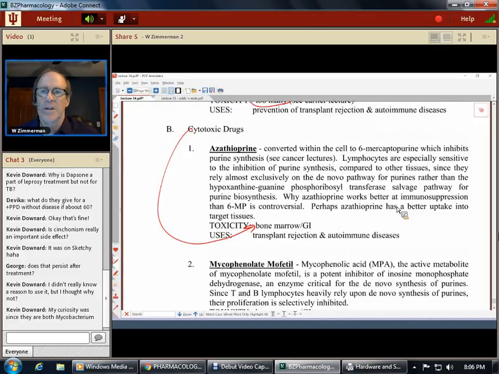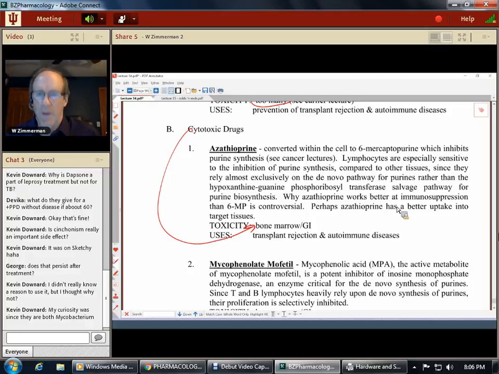Azathioprine is listed here. It's a strange drug. It's converted within the cell to mercaptopurine, which inhibits purine synthesis. We talked about that back in the cancer lectures. But lymphocytes are always sensitive to that because they have to make purines. They can't scavenge them from other ways. So they have to start from scratch to make the purines. So if you interrupt that purine synthesis, you'll inhibit the lymphocytes.